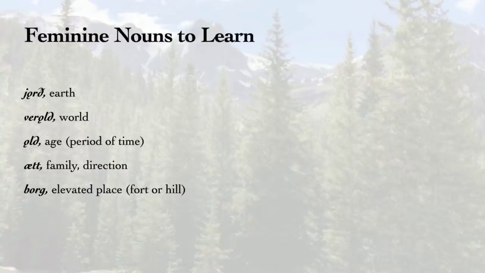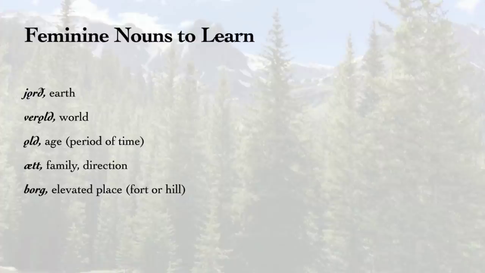Learn these feminine words. Jörð; verld, which means world; old, which means age, like a period of time; at, which means family, or direction, by the way, but they're unrelated words, both good to learn; and borg, which is essentially an elevated place that can be elevated by humans, so it can be like a fort, or it can be something lower than a mountain, like a hill. Mountain, by the way, tack this on there, mountain is a neuter word, fjall, and they talk about mountains enough that it's worth putting on there for sure.